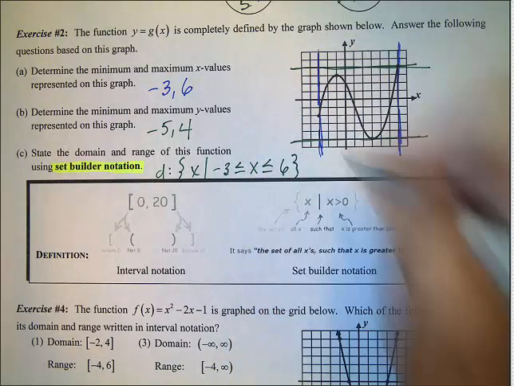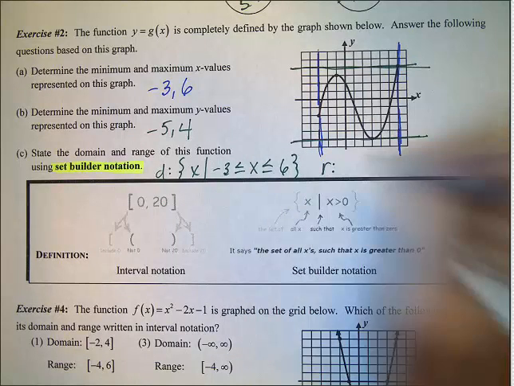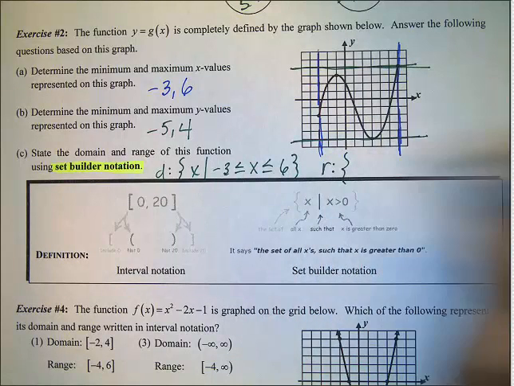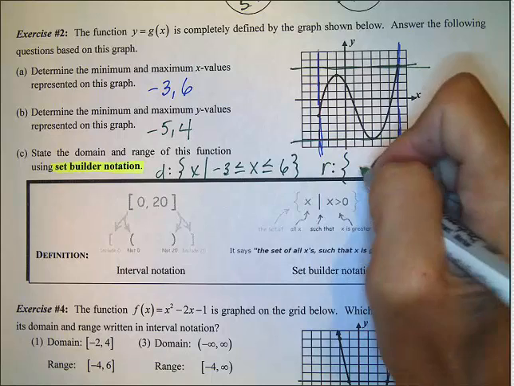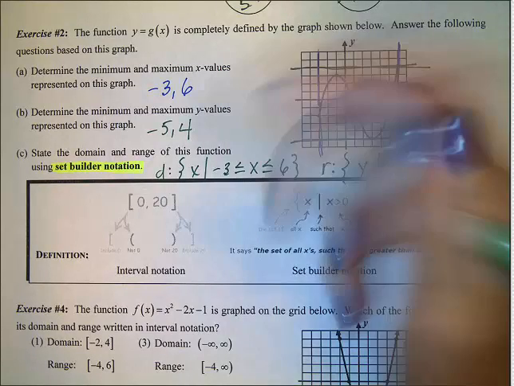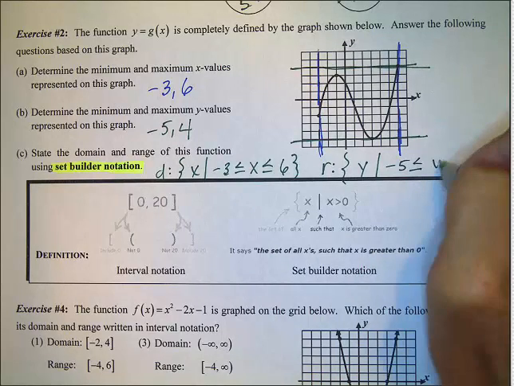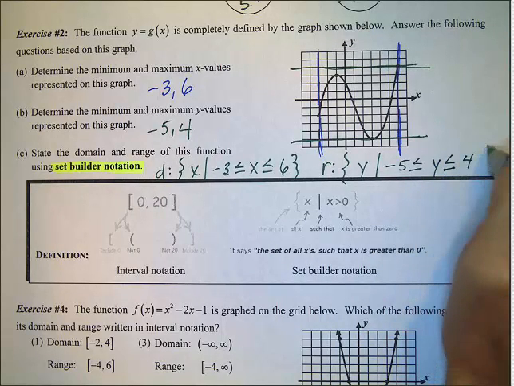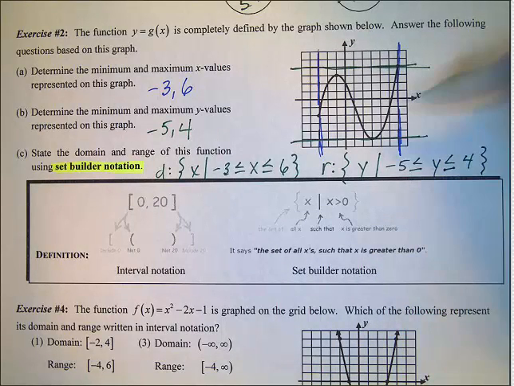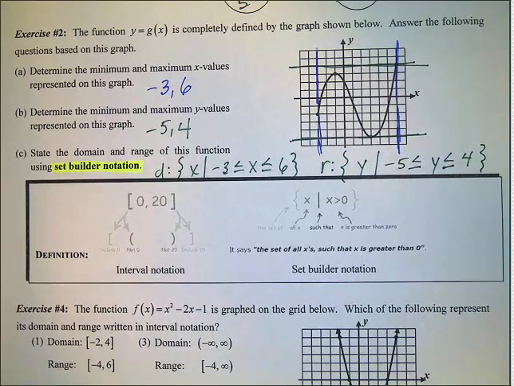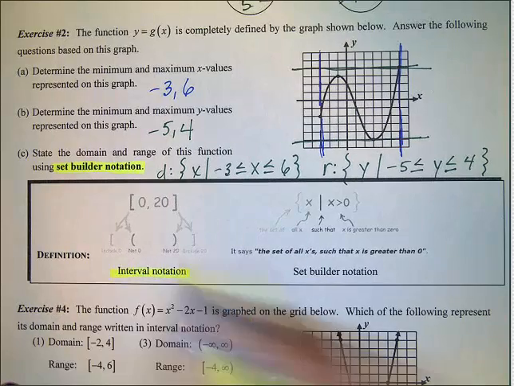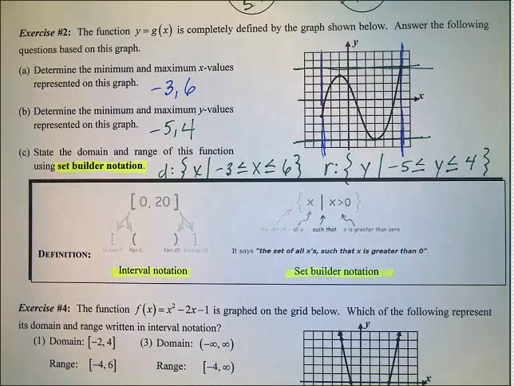And then our range is y such that, and our lowest value is -5 less than or equal to y less than or equal to 4. And again, the bottom and the top, they're all closed circles, so they're all included. It's very important that you know the difference between interval notation and set builder notation.